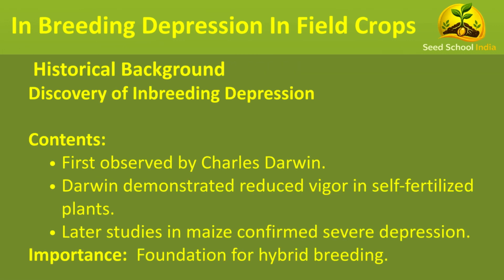The concept of inbreeding depression was first systematically studied by Charles Darwin. During his experiments on self and cross fertilization in plants, Darwin observed that cross fertilized plants were generally taller, stronger, and produced more seeds than self fertilized plants. Later, extensive studies in maize clearly demonstrated severe reduction in plant vigor following repeated self-pollination. These discoveries laid the scientific foundation for modern hybrid breeding and our understanding of heterosis.